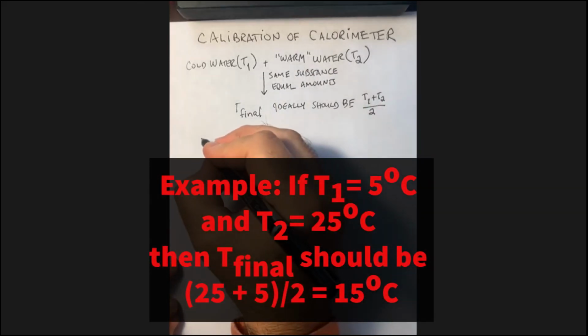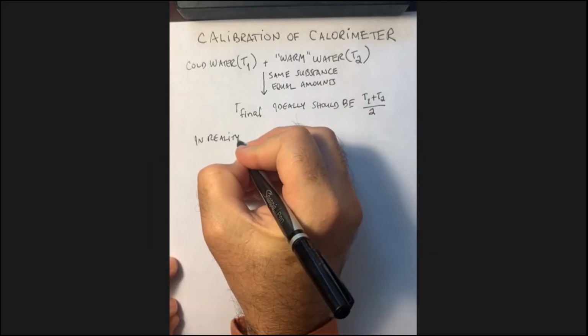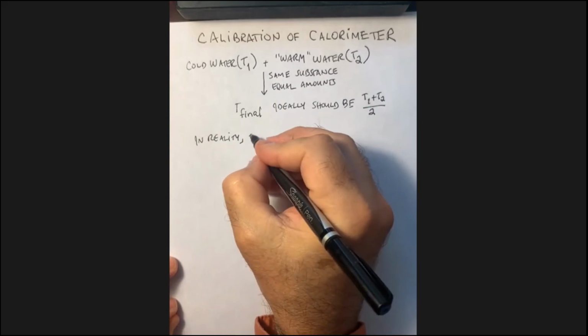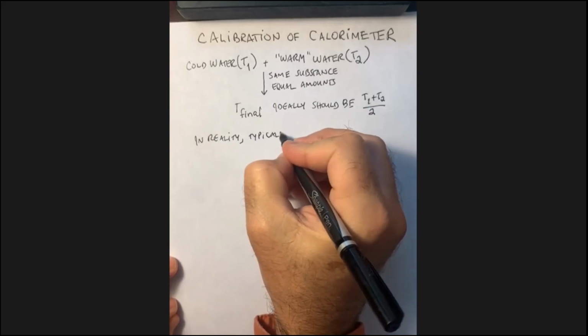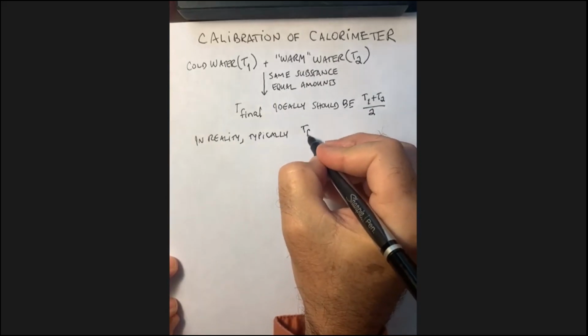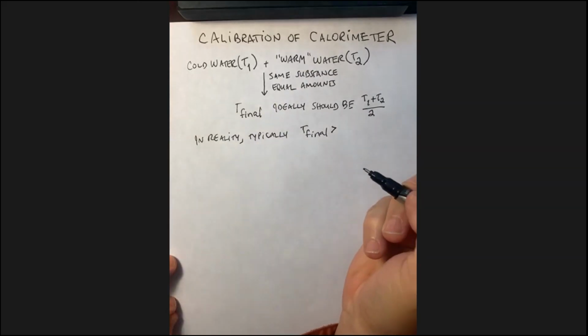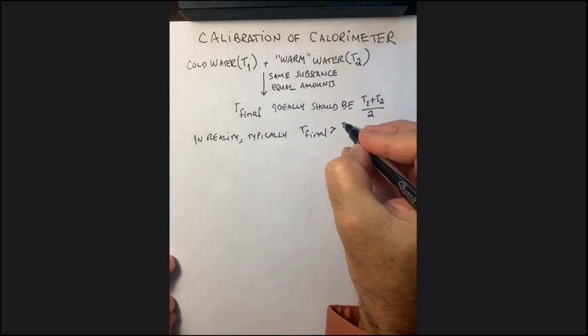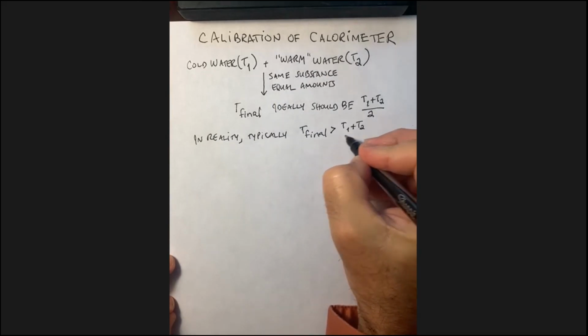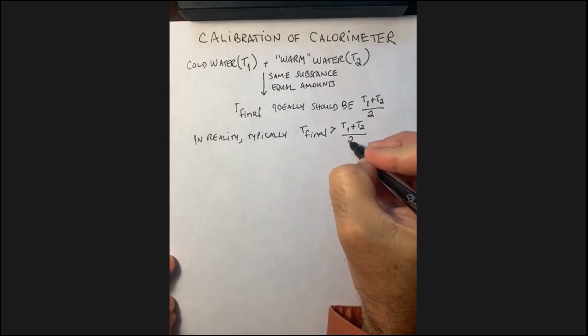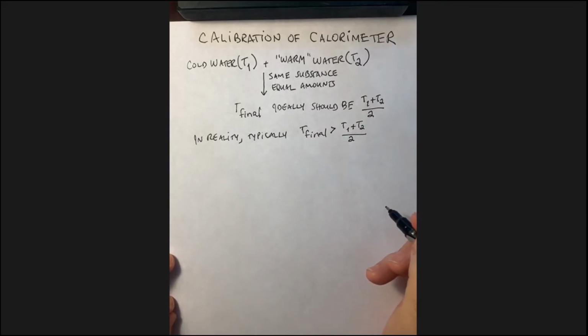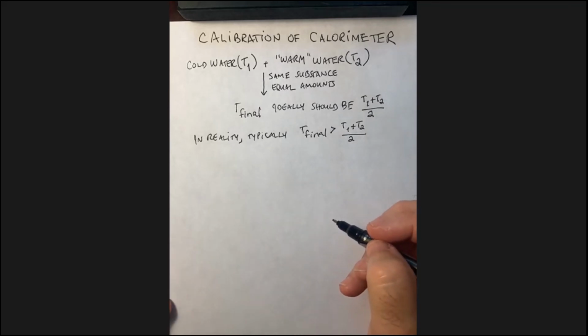But in reality, what we observe is that typically this T final is a little larger, a little higher than the midpoint between the cold and the warm water temperatures. And the question we have to ask ourselves is, why is that? Okay, well, let me put a sketch here.